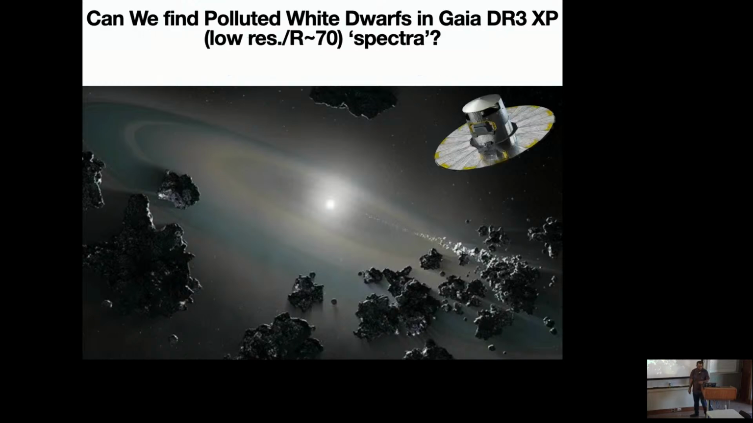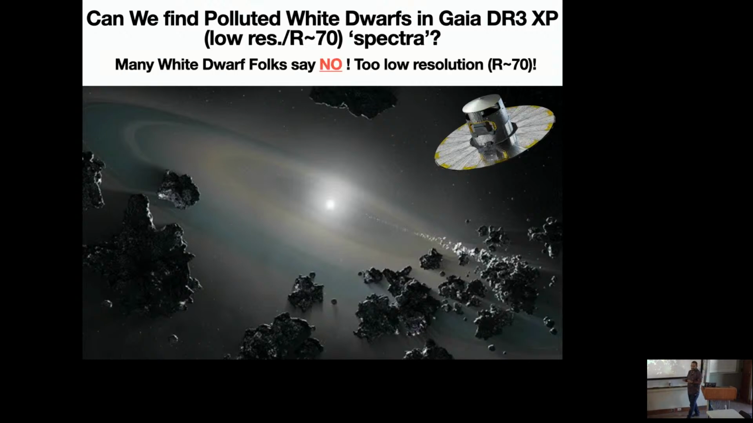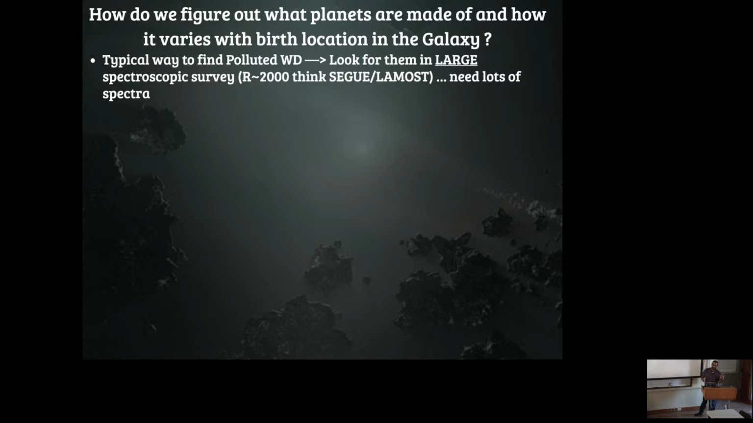So the question that we asked when I got tenure, because this was a little bit of a risky project, is can we find polluted white dwarfs in the Gaia data, which is very low resolution data? And many white dwarf folks that I talked to about this said absolutely not. The data spectral quality is too low. And so the way we typically find a polluted white dwarf is we look for them in large spectroscopic surveys where we have white dwarfs, and then some of them, tens of percent or so, just happen to be polluted.